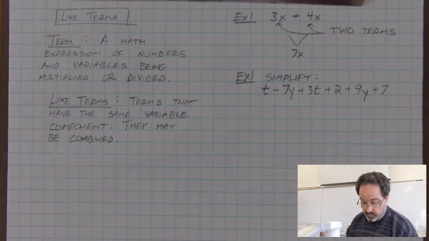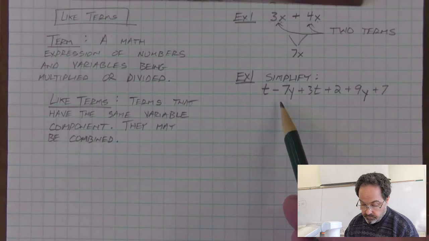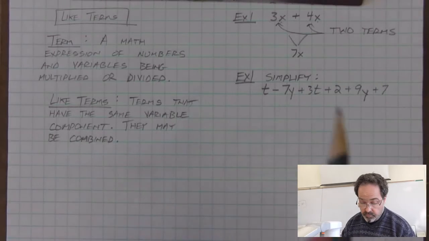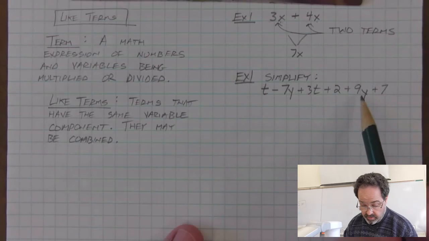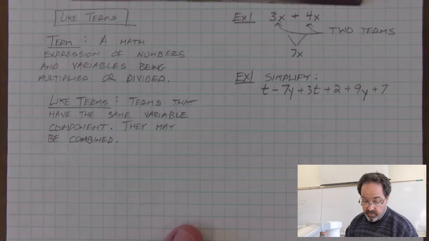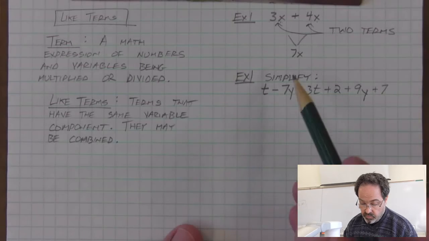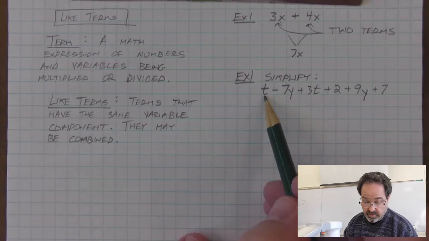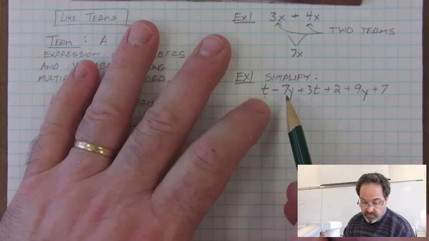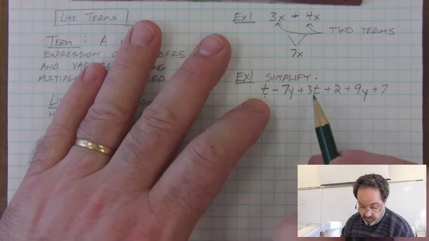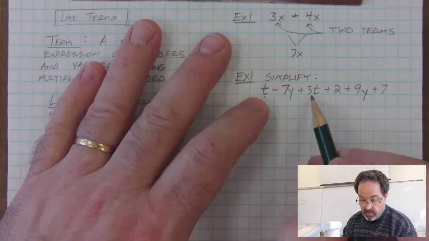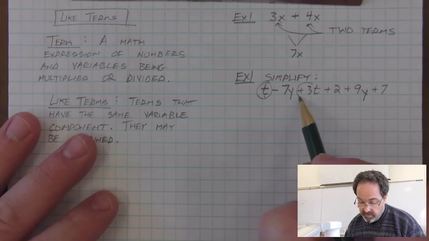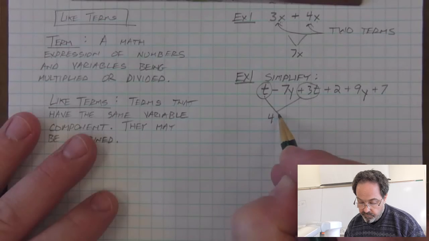This is a long expression. It has many terms. The addition and subtraction are separating terms. We have a t term, negative 7y, a 3t, a 2, a 9y, and a 7. We can only combine terms that are like, meaning they have the same variable component. So let's begin with this first term, which is just a t, 1t. It can't be combined with the negative 7y, different variable. The 3t term is a like term with the t because they share the same variable component. This term and the 3t term can be combined to make a total of 4t.